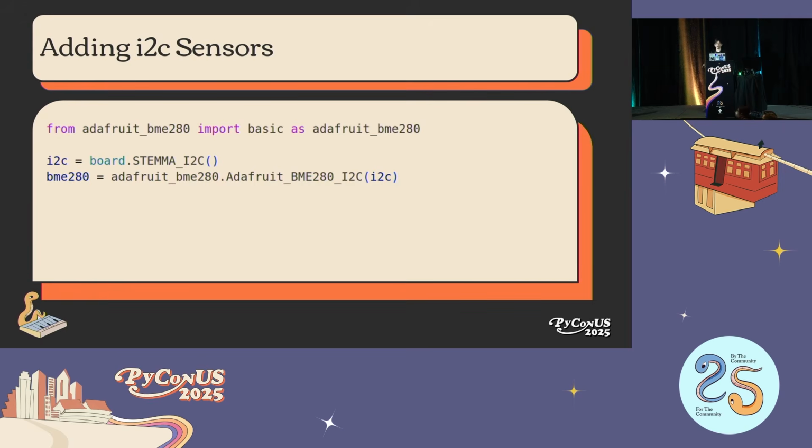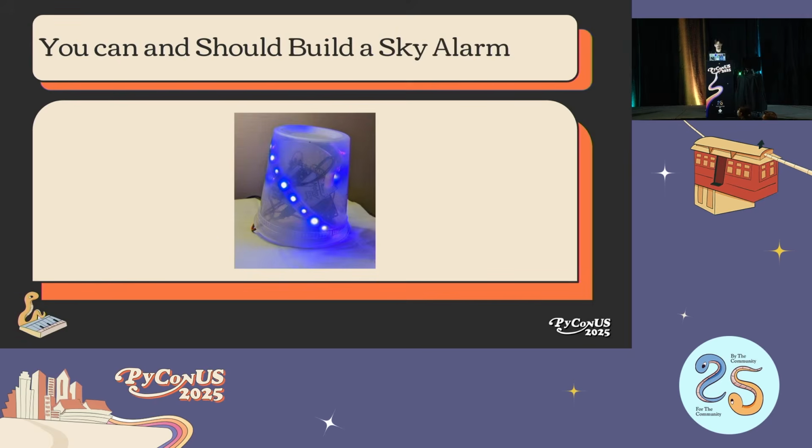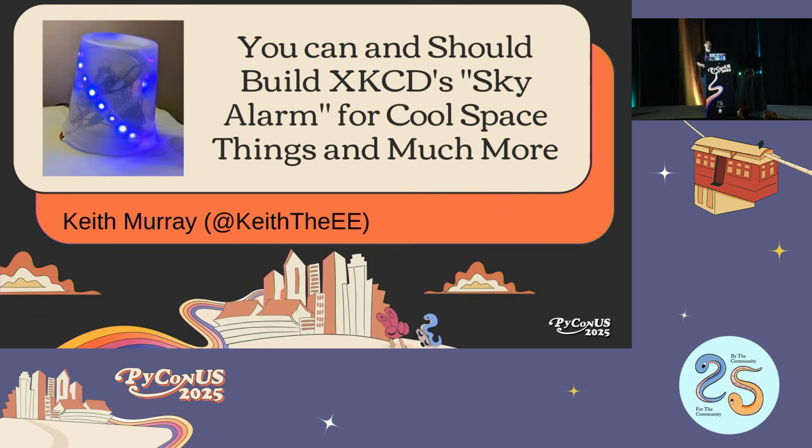This is the import for a BME280, which is just a simple air quality sensor that takes temperature, humidity, and pressure. On the CircuitPython board, your code can just run through and grab temperature, humidity, pressure values, stick them into a packet, and then go to your home server and send that packet off. The home server can then take it and decide whether or not different alarms, different microcontrollers in an array that you have for an IoT net should go off. So you really can and should build a sky alarm. It's a fantastic way to explore the space around you and bring Python into your world.